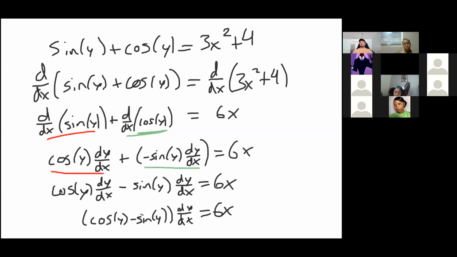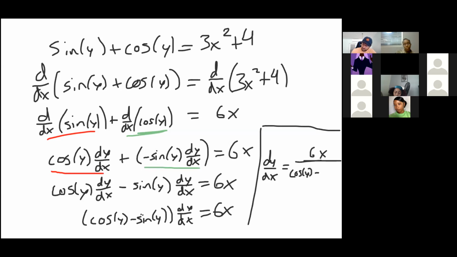But then the last thing is to solve for dy over dx. So I have something times dy over dx. To get rid of that something, I just divide by it. I'm going to have to just come right here. I don't really have too much room, and I don't want to go to a new board. Well, then my dy over dx, how y changes with respect to x, is going to be 6x divided by cosine of y minus sine of y. And that would be my final answer.